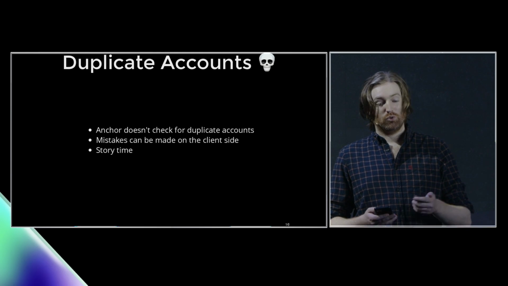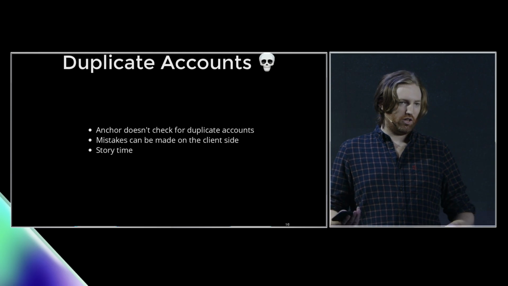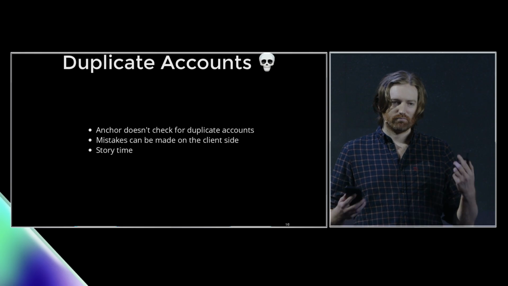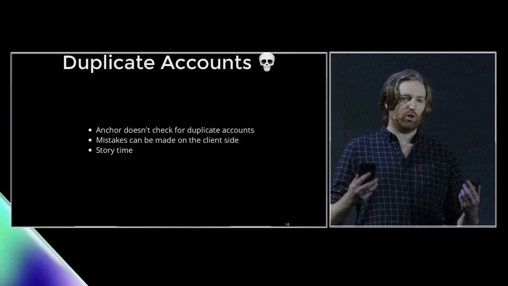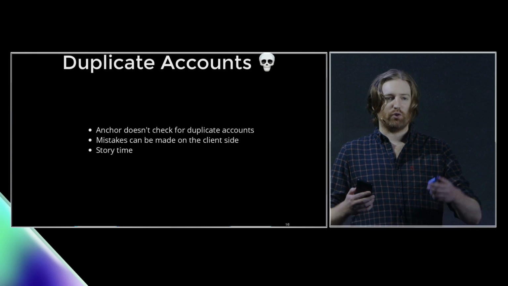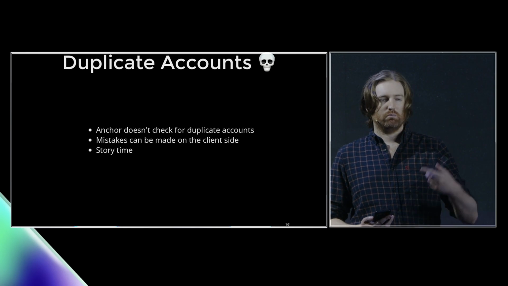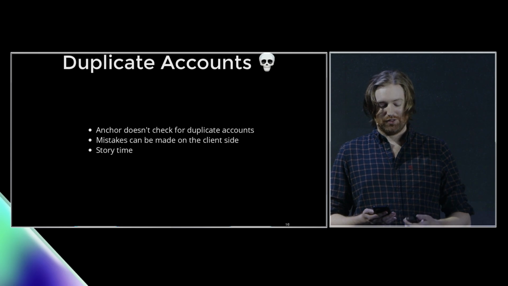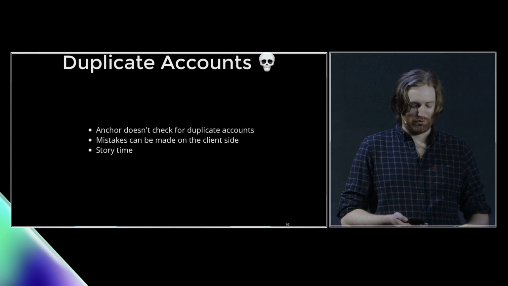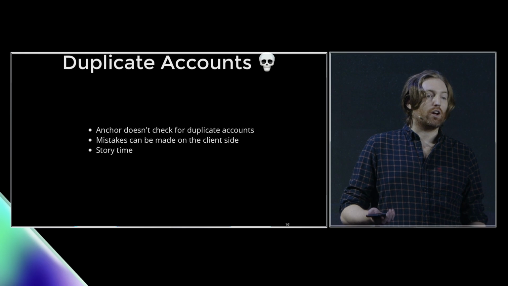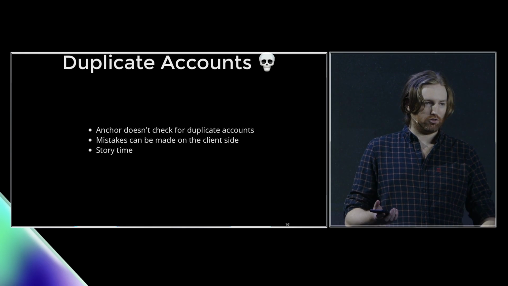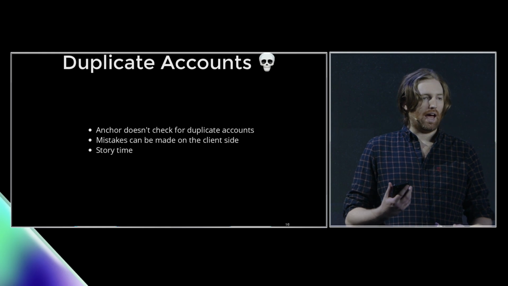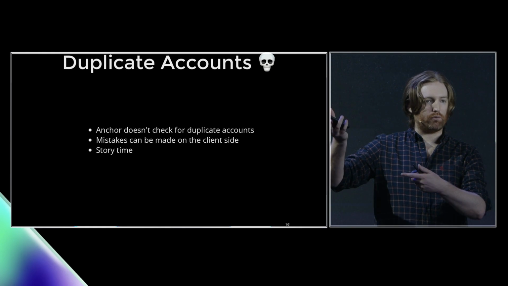Duplicate accounts. Anchor has one of the foot guns, I guess, left in it. It doesn't check that you're passing in the same public key in multiple locations. So if you're repeating the account, it doesn't check for that. The story behind that was kind of funny recently: somebody made an airdrop program. They wanted to just give out 0.1 SOL to a bunch of people, so that someone would sign up for the Phantom wallet.